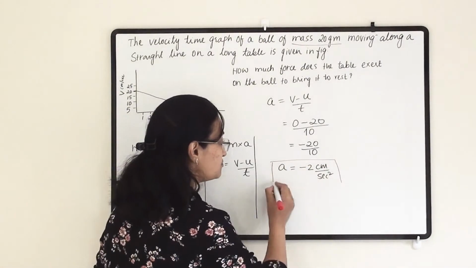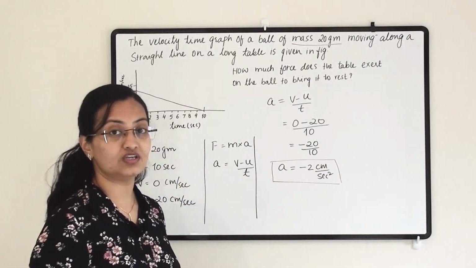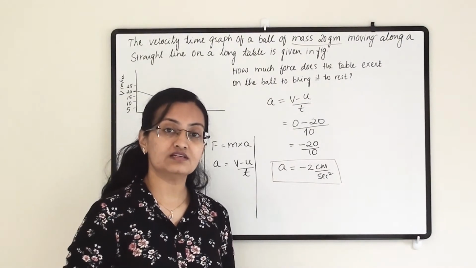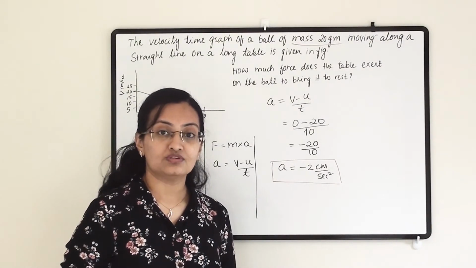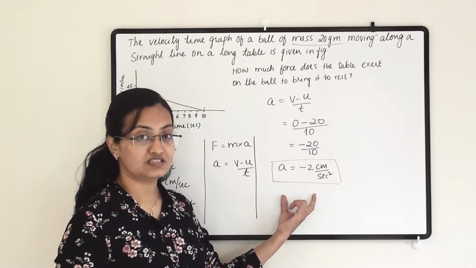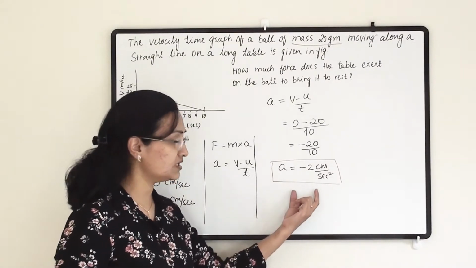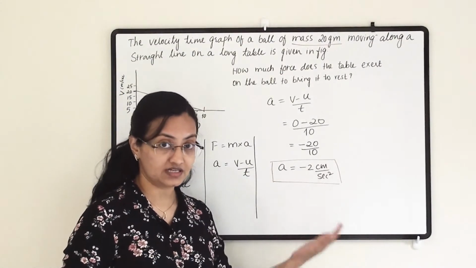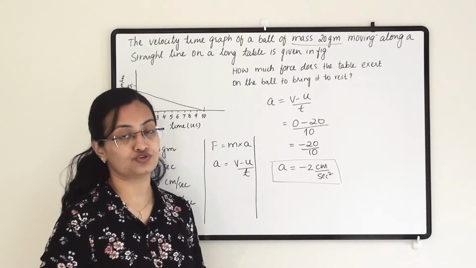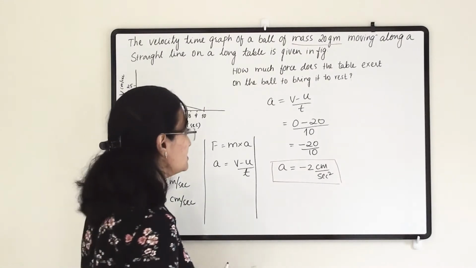All these concepts we have already discussed in chapter 8. If you have any doubt in chapter 8, please check the description. I have given all the links of standard 9 videos in my description. You can check there why acceleration is negative and why force is negative. In short, acceleration is continuously decreasing and whatever force we are applying is opposite to the motion, so force and acceleration both will be negative in this case.